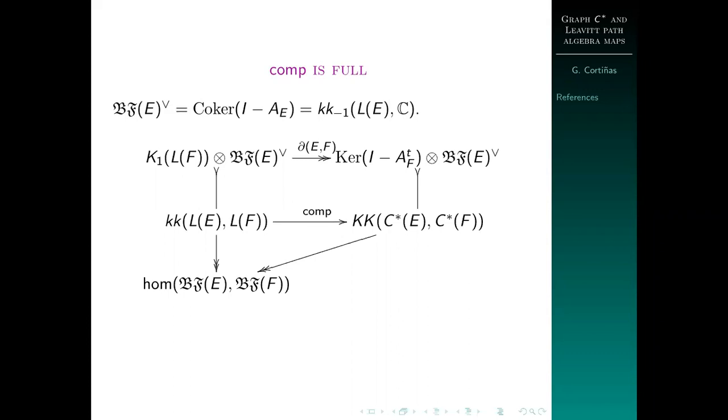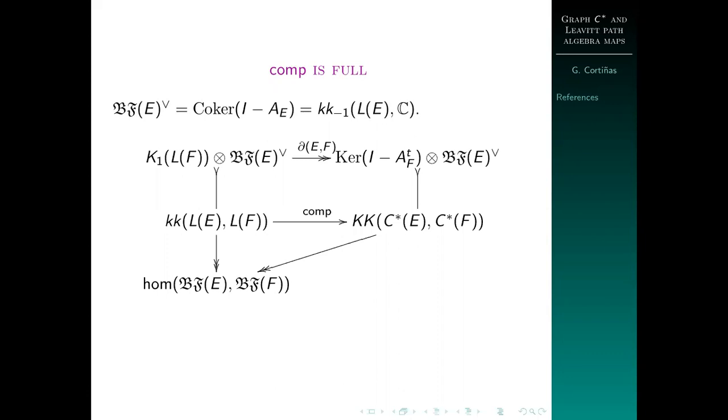Okay, so we have this diagram. The left-hand column is an exact sequence, the exact sequence coming from the triangle in the previous slide. And on the right column, the injection and the slanted arrow constitute the exact sequence coming from the second triangle, the triangle in big KK. This kernel of identity minus AFT is K1 of C star F.